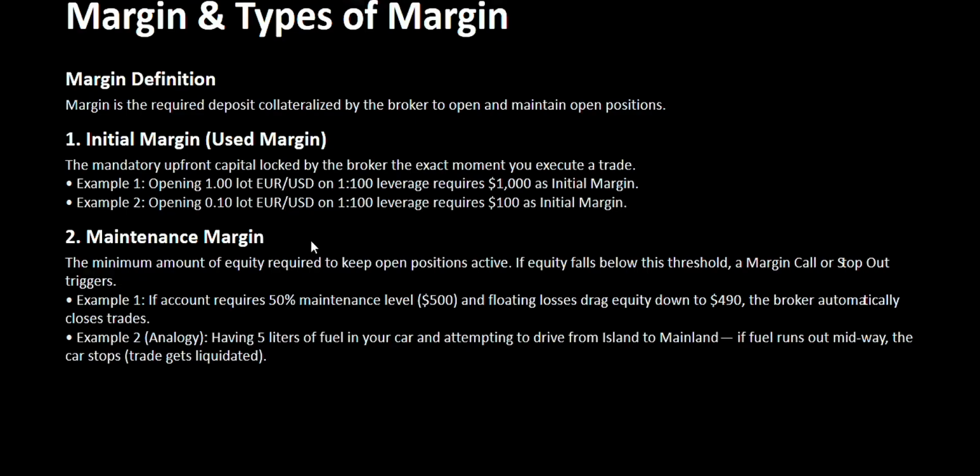The maintenance margin is the minimum amount of equity required to keep a position active. So if equity falls below this threshold, a margin call or stop out triggers. This is trying to show us that if an account requires a 50% maintenance level, that's $500, and floating losses drag equity down to $490, the broker automatically closes the trade. So you are automatically closed out because you don't have enough capital in your account to maintain the trade.